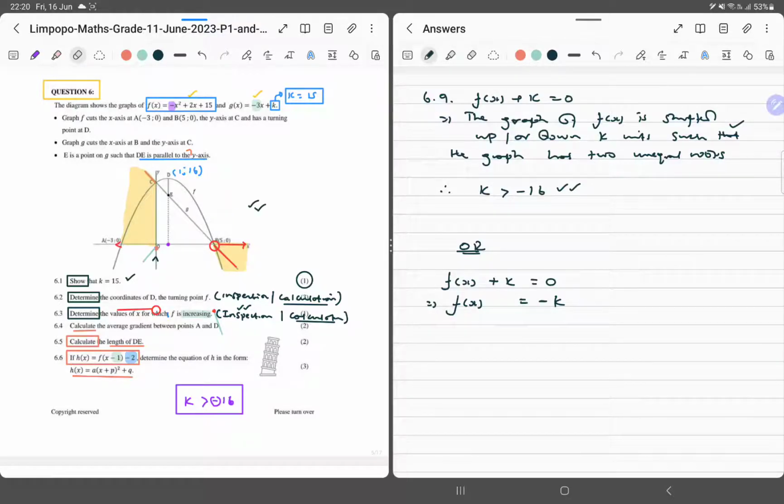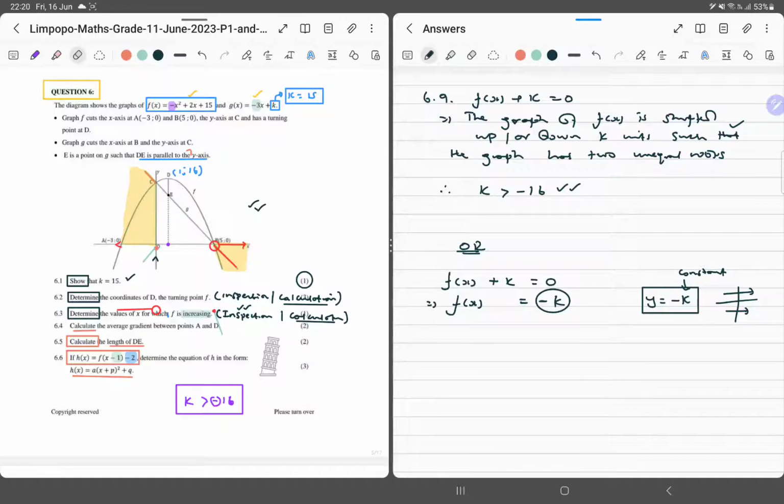Now when we look at it that way, remember this is a constant. So this is basically the graph of y equals minus k. So this is the function that we're dealing with, and k is a constant. So this means the graph is a horizontal line. It can be there, it can be there, it doesn't matter, but it's a horizontal line.